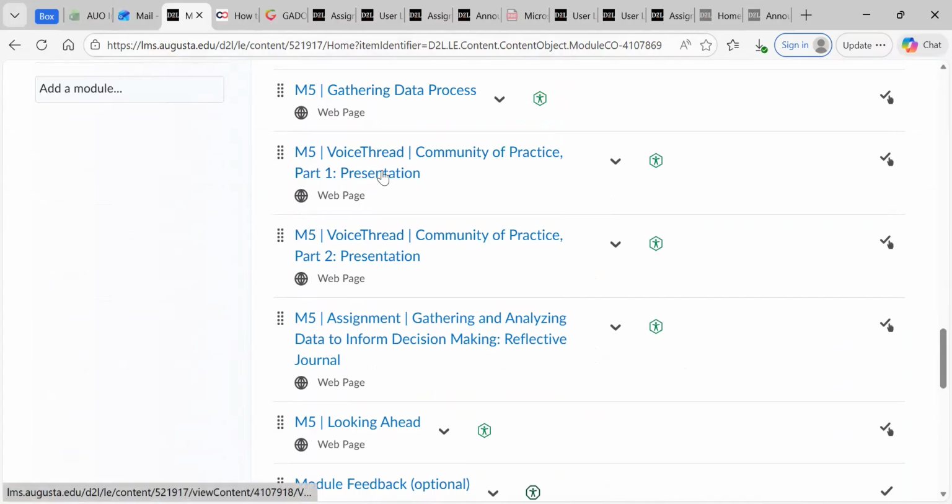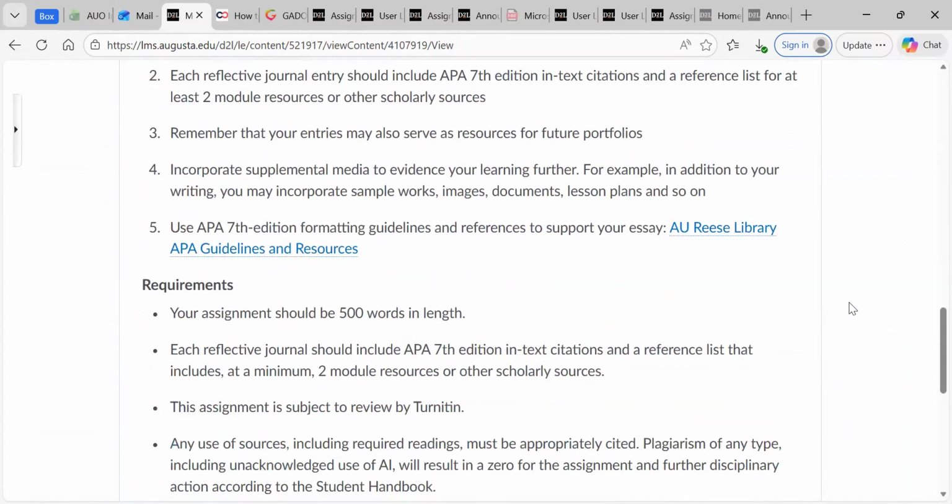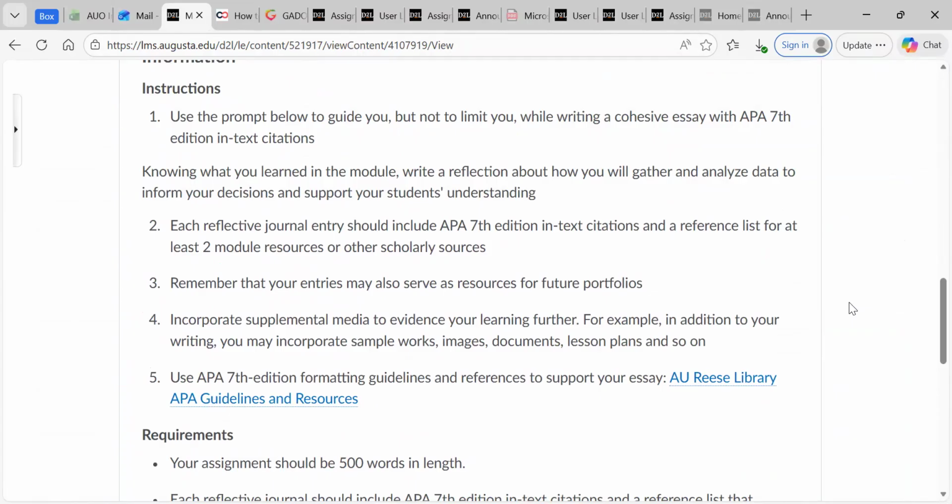All right, so we have those 2 parts. Then we have our reflective journal. And this is just reflecting on learning in the module. So how will you gather and analyze data in the future to inform your decisions and support student outcomes? Again, it needs to be APA 7th edition and needs to have at least 2 module resources. One thing to note, if you have 2 resources listed in your reference list, make sure that there is at least 1 matching in-text citation for each reference.